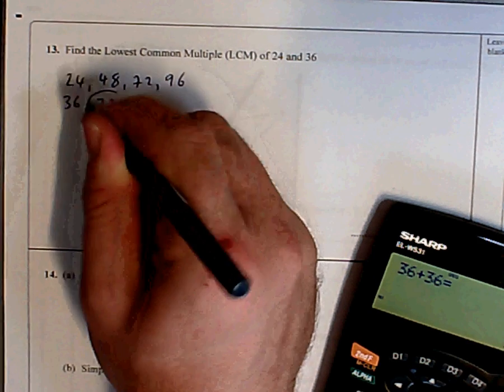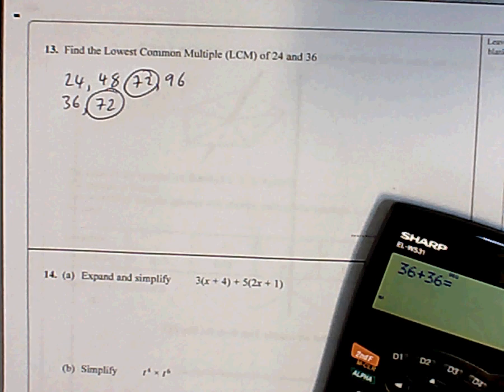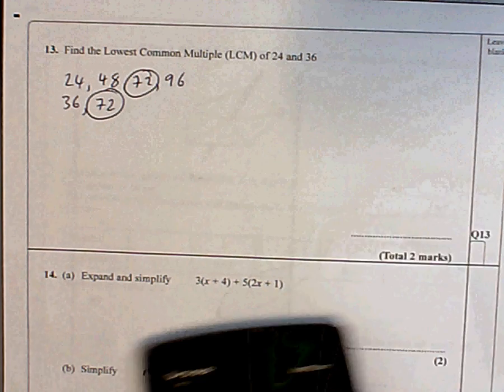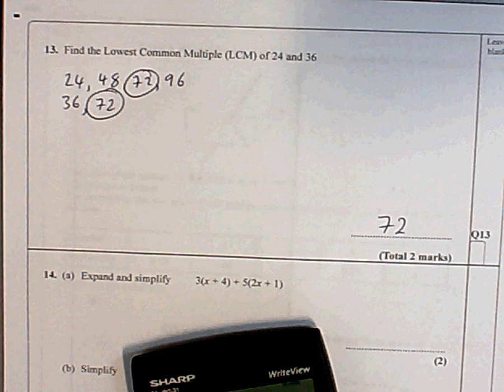Now, I'm going to stop already because I've got the same number in both. So the lowest common multiple is 72 straight away. Okay, that's the quick way of doing it.